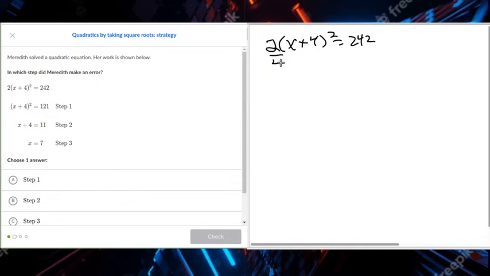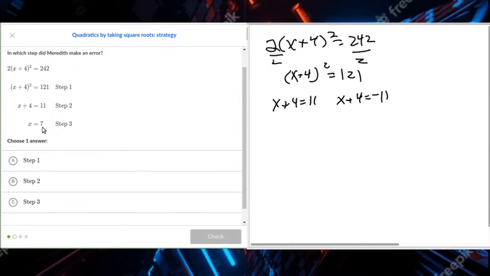What are we going to do first? We're going to divide both sides by 2, and we're going to get (x plus 4) quantity squared is equal to 121. Does she have that? Yes, she does. Next, we're going to take the square root, and we're going to end up with two equations. x plus 4 is equal to 11, because positive 11 times positive 11 is 121. And we're going to have x plus 4 equals negative 11, because negative 11 times negative 11 is 121. Oh, and I see here she only did the positive one. So that's where she made the error.